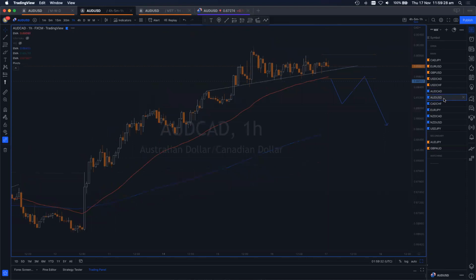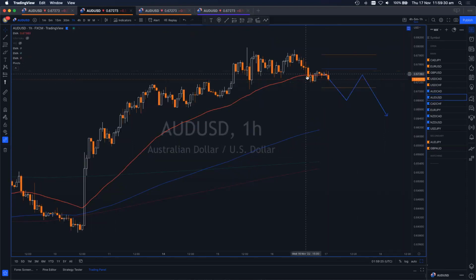Okay, so Aussie dollar we're looking at. So we need a breakdown now. Clear break of the 1 hour 50, pull back to the 1 hour 50, probably a little bit lower by then. Trade down to the 4 hour 50. That could be a nice little IBO setting up later today. CAD Swiss.